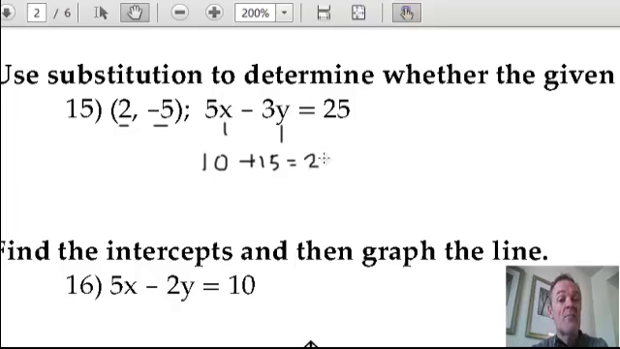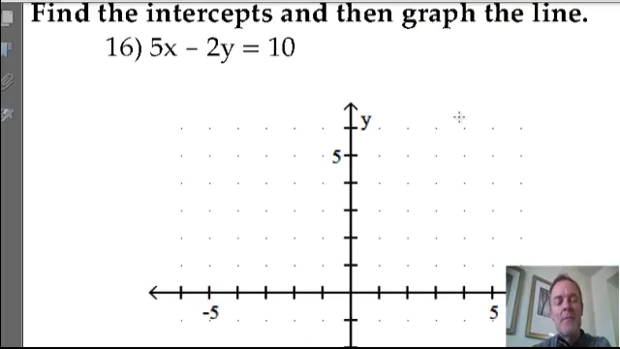Okay, so it looks like that works. That's all it's asking for. Make sure that's fine. Yeah, okay, that's all it's asking for. Right. Okay, graphing. Now then, two ways to graph.